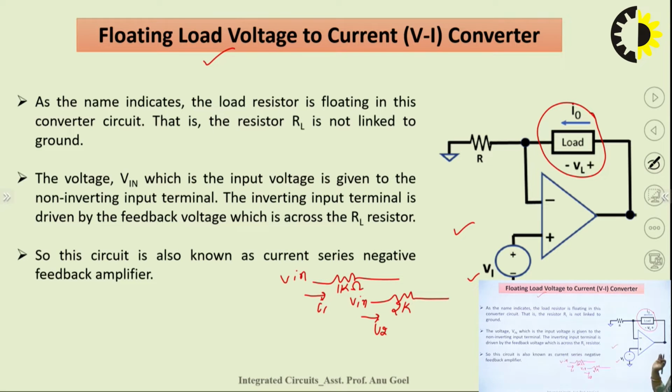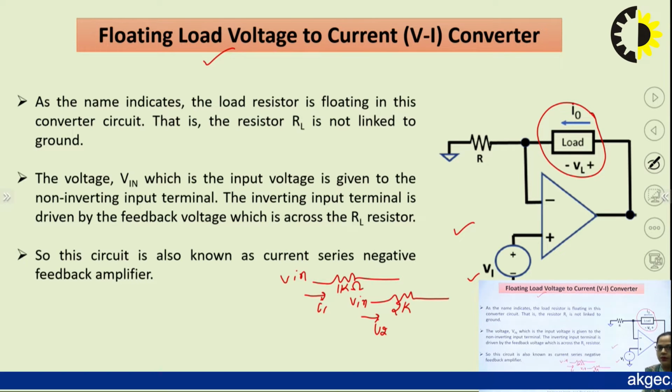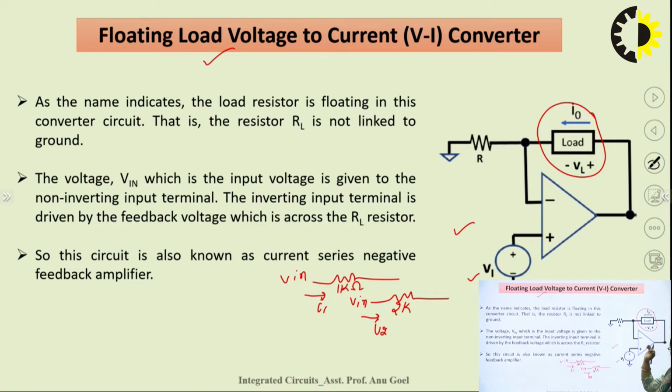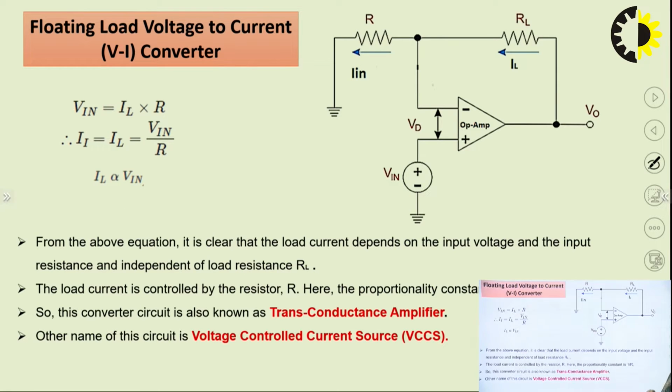But here, in a V2I converter, the current flowing across the load is independent of the load value and it is proportional to the applied input voltage. So, if we can prove that the load current is proportional to Vi rather than the load resistance, we can say that this circuit is working as a V2I converter. Here our aim is to show that this load current is proportional to Vi. So, let us solve the circuit.